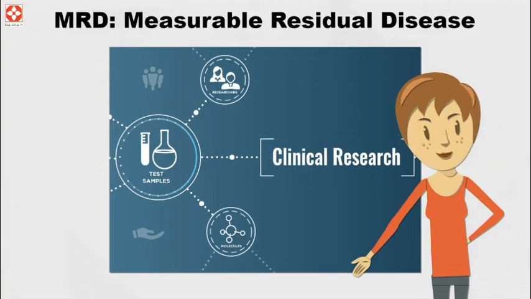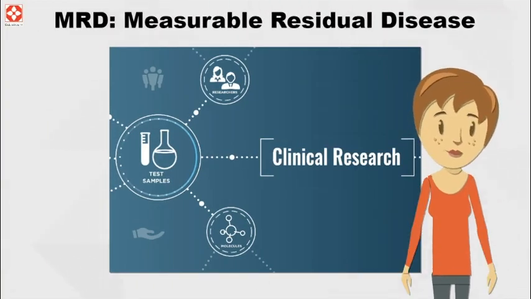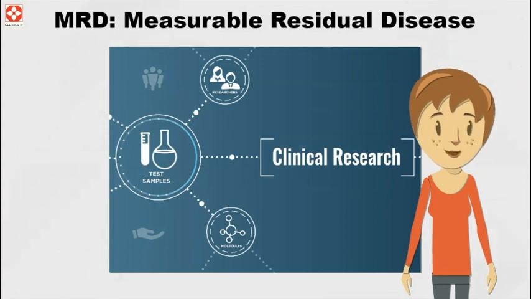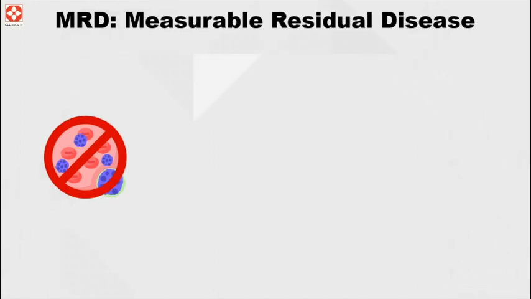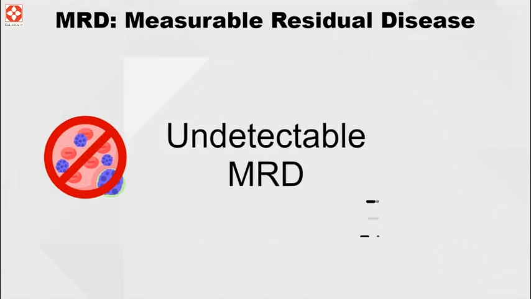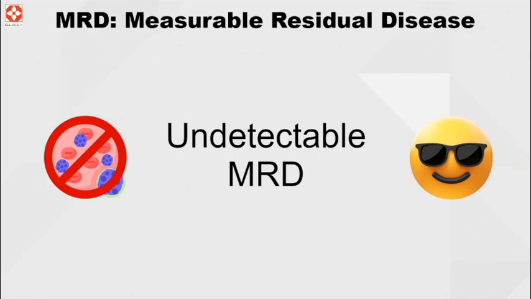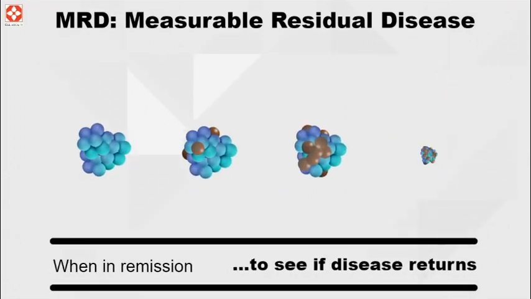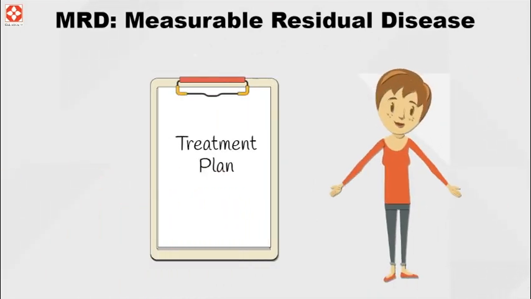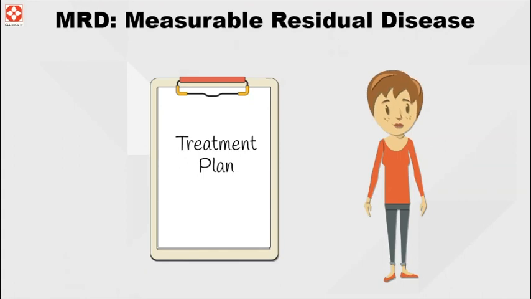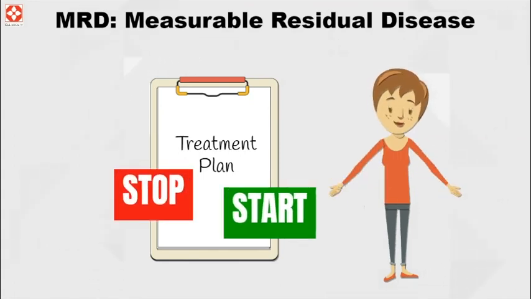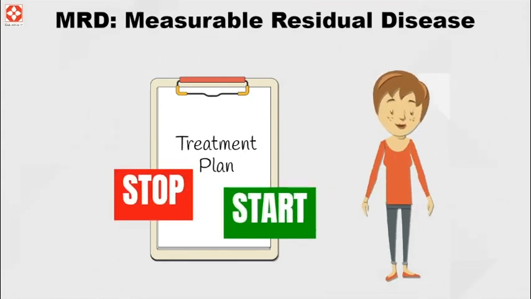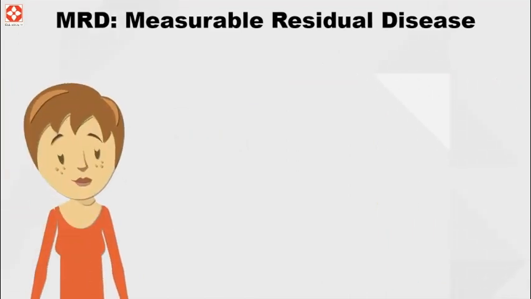Currently, MRD testing is most often used in academic settings and clinical trials. It is not yet a standard of care for CLL. If your MRD test cannot detect any CLL or SLL cells, you have undetectable MRD, which is excellent. MRD is sometimes used while patients are in remission to see if the cancer cells are returning and to what degree. Researchers are increasingly interested in using MRD status to guide when treatments should be stopped or started, but more research is still needed to support this approach.